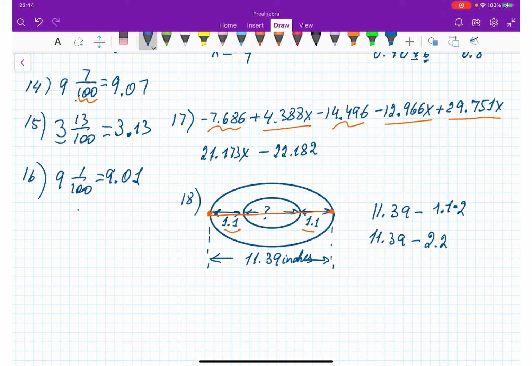Okay, well, let's subtract 11.39 minus 2.2. I start from the decimal point, right? And then make sure I lined up. So here 9 comes down, 3 minus 2 is 1. Decimal, 11 minus 2 is 9. And here is 0, I don't put anything. So we get 9.19 inches. Inner distance. Okay? All right. 19.